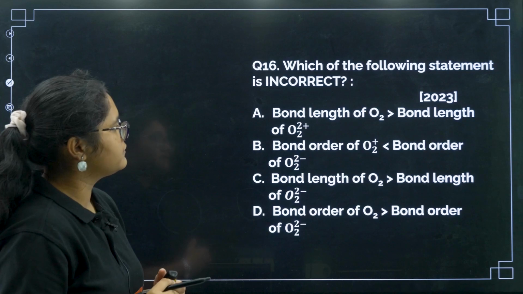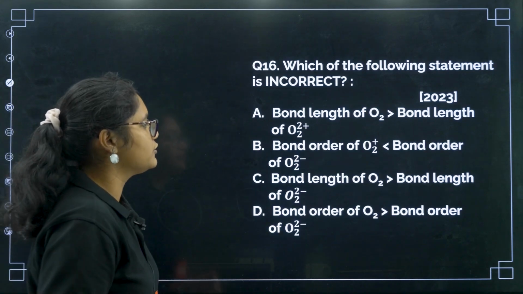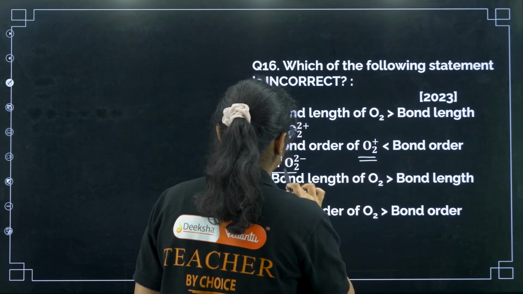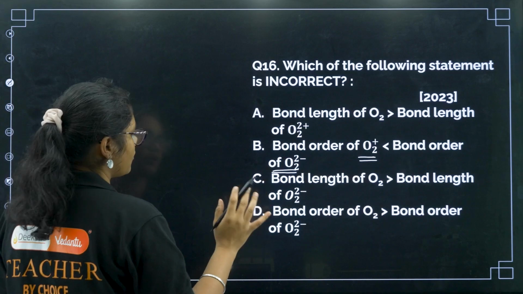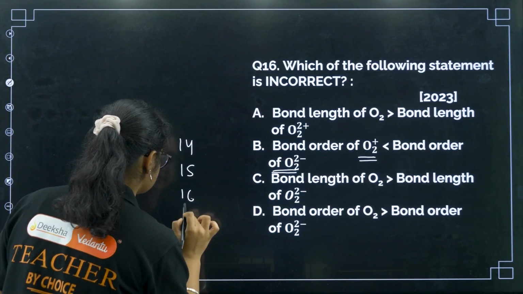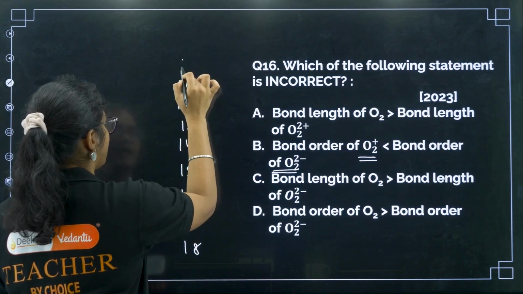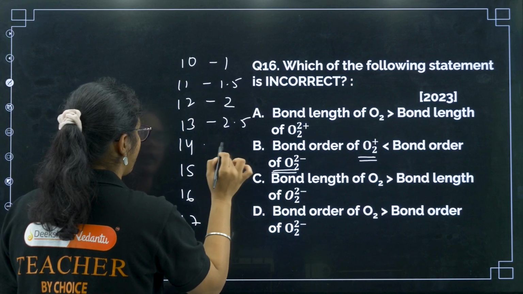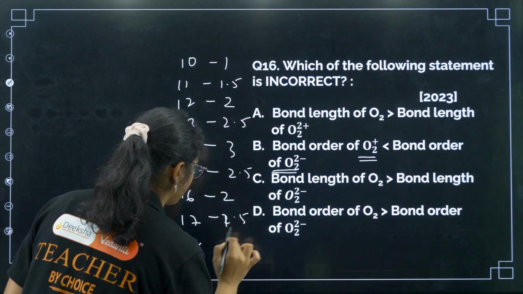Next, question number 16, which of the following statements is incorrect? It's about bond length. If you remember, the statement that the bond order of O2 2 plus will be less than the bond order of O2 2 minus is wrong. Now, how to calculate bond order, I already told you. You can just remember 14, 15, 16, 17, 18, then 13, 12, 11 and 10. The bond orders are 1, 1.5, 2, 2.5 and then 3, 2.5, then 2, and then 2, 1.5 and then 1.